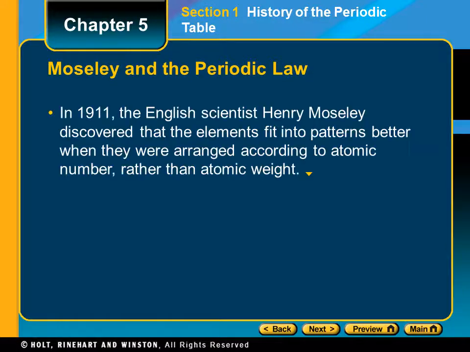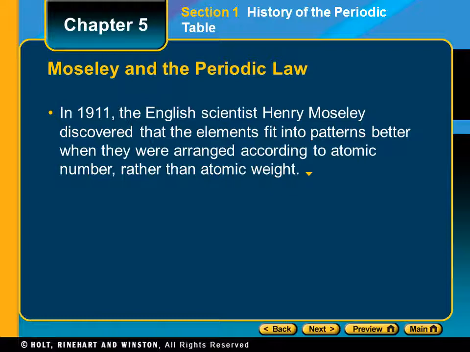Well, this takes us to Moseley and periodic law. So again, what's the history of science, guys? One scientist just does work based on the work that scientists before them have done. So Moseley comes along in 1911. He's an English scientist, and he was able to show that the elements fit into patterns better when they're arranged according to atomic number rather than atomic weight. So he was able to tweak Mendeleev's periodicity, which was based on atomic weight.